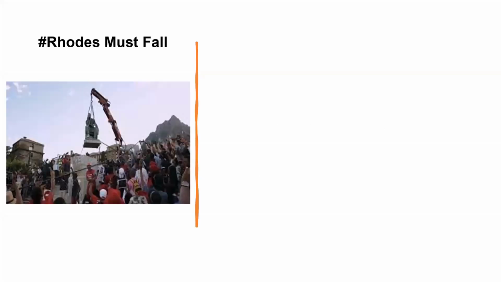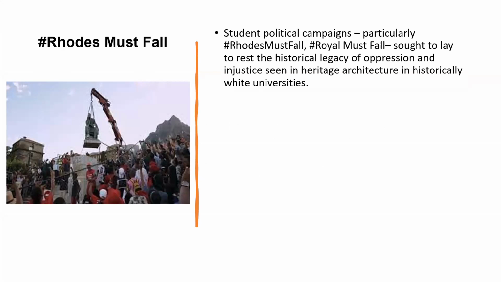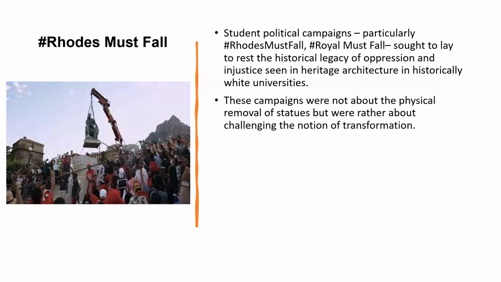So this research and this thinking was started around the Rhodes Must Fall movement. And these political campaigns, particularly Rhodes Must Fall, sought to lay to rest the historical legacy of oppression and injustice seen in heritage architecture in historically white universities. These campaigns were not just about the physical removal of the statues, but rather challenging the notion of transformation.